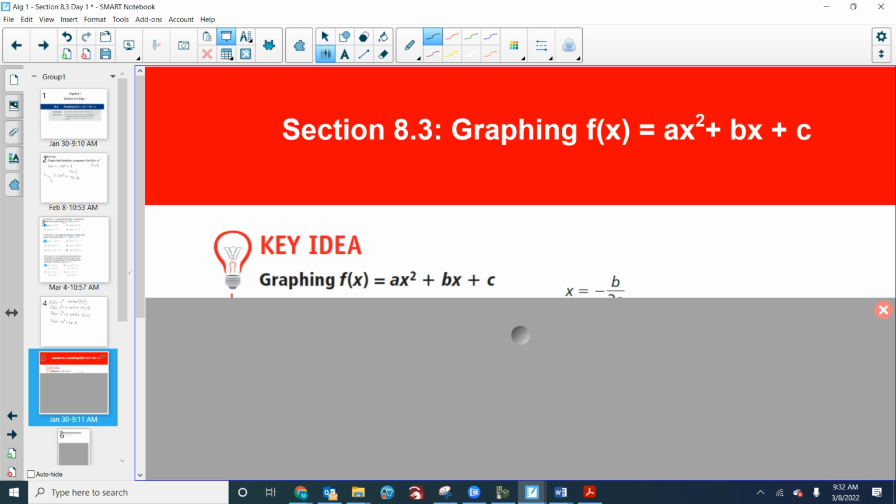Guys, understand something. A is in front of the x squared. B is in front of the x. And C is the constant out by itself. That's very, very, very important. ABC.